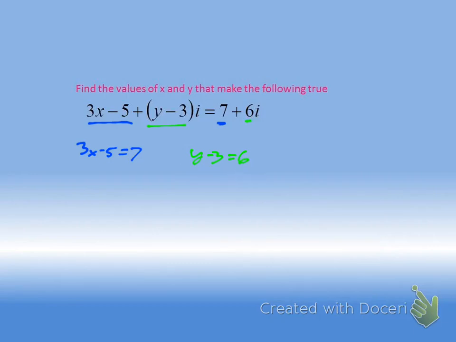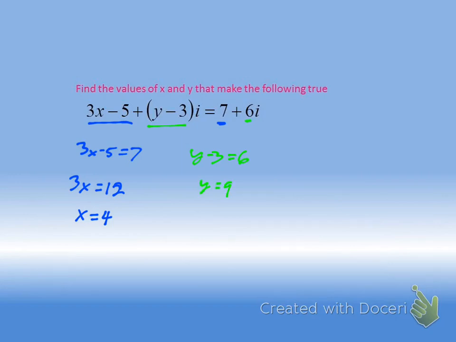Okay, so just add 5 to 7, which gives you 12. So 3x equals 12. X equals 4. Okay, so now check it. Plug 4 in here. What's 4 times 3? 12. It's 12 minus 5, 7. So see how your real part equals 7 over here now? And on the green one, you add 3, so you get y equals 9.